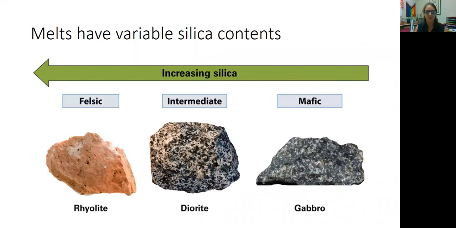And just like minerals tend to be lighter in color when they're felsic, when they have lots of silica, rocks do as well. So rocks that have a lot of silica are going to have felsic minerals. We're going to call that rock felsic, and it's going to be light in color. Rocks that don't have a lot of silica, they don't have a lot of silicate minerals. We're going to call those mafic, and they're going to be dark in color.